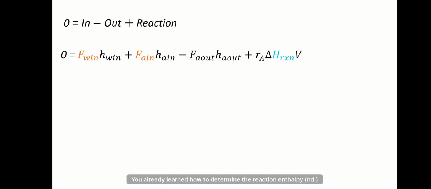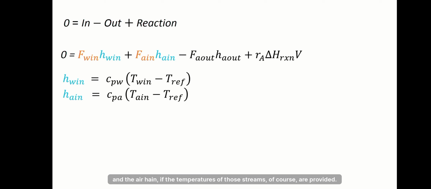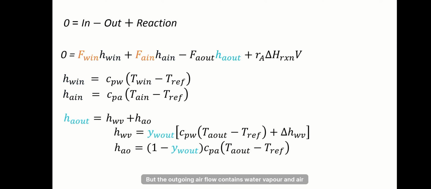You already learned how to determine the reaction enthalpy and how to determine the specific enthalpies of the inflowing water, H_W,in, and the air, H_air,in, if the temperature of those streams, of course, are provided. But the outgoing air flow contains water vapor and air, and the mole fraction of the water vapor, y_W,out, that's still an unknown.